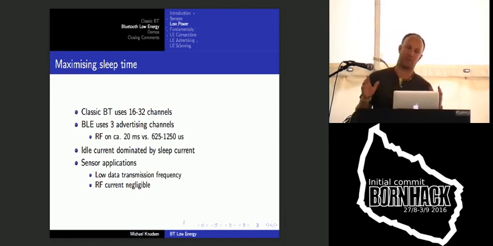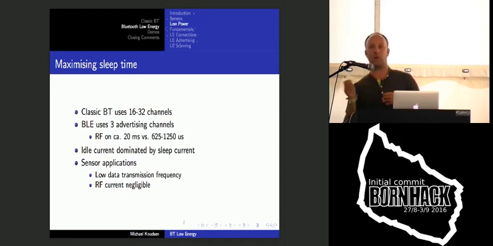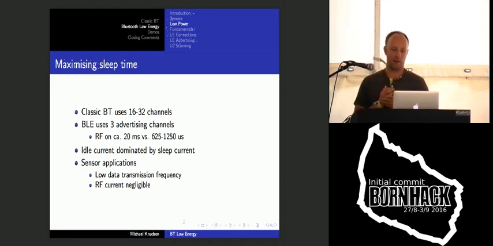All these things combined together means that the idle current of your device is actually dominated by how much power it uses when it's not doing anything, just its sleep current, because most of the time it will be sleeping. And this is ideally suited for sensor applications, because often sensors have, I'm not saying always, but often, a fairly low data transmission frequency. Like every hour your thermometer updates and says, now it's 2 degrees Celsius outside. So we want to make sure that the device can use very little power for the remainder of that hour.